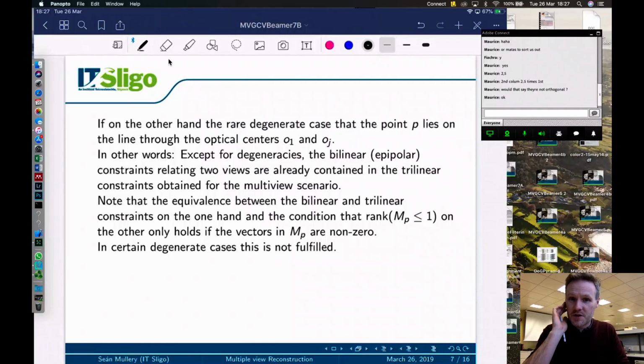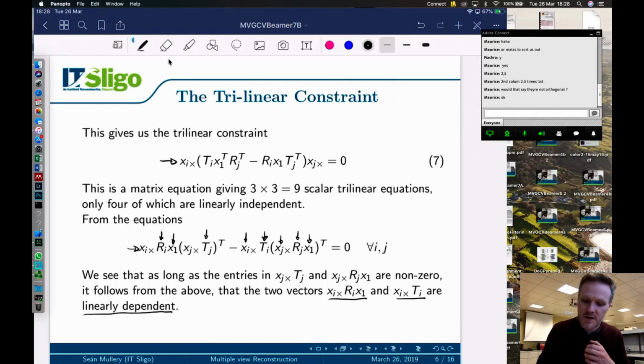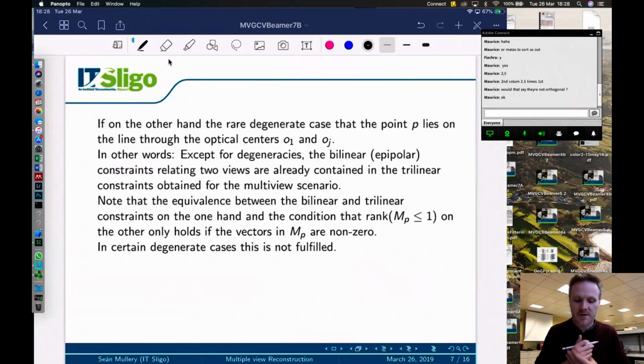In other words, except for degeneracies, the bilinear or epipolar constraints relating two views are already contained in the trilinear constraints. So within this constraint is also the epipolar constraint between just two views, but there's more than that. There's a whole mathematical analysis that can show that that's the case. I decided not to put that in because I didn't feel it added much, but the epipolar constraint between two views is included in this trilinear constraint, and it also contains more than that, and that allows us to solve some problems with the epipolar constraint.